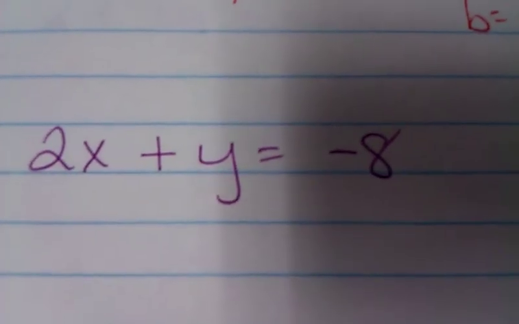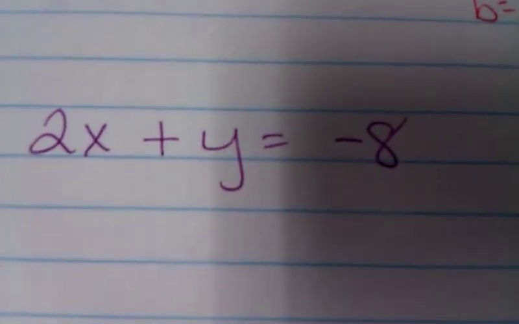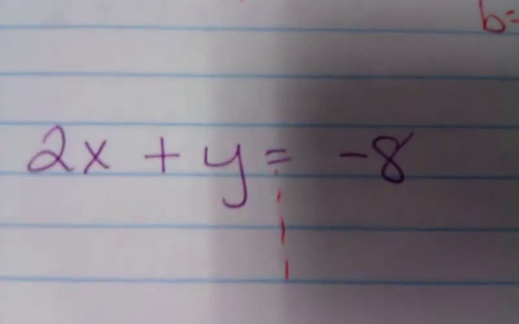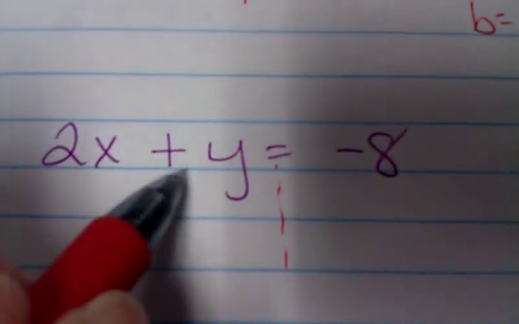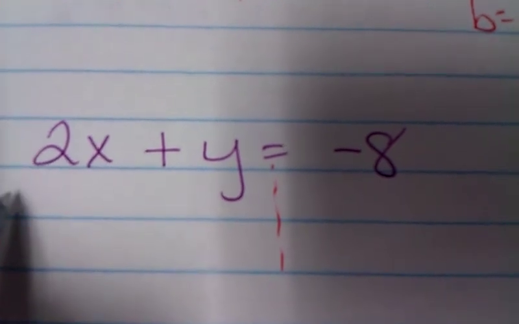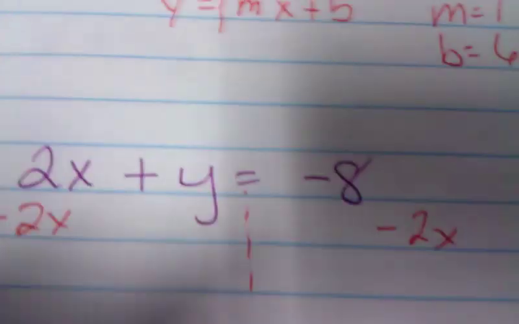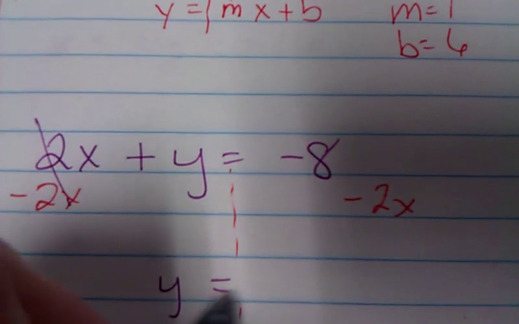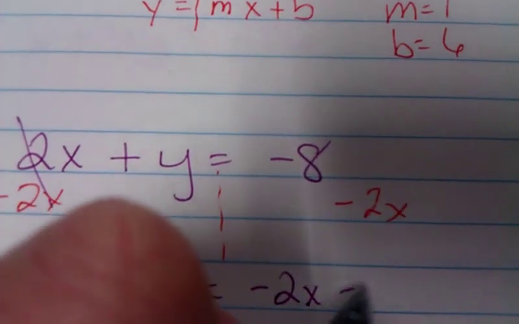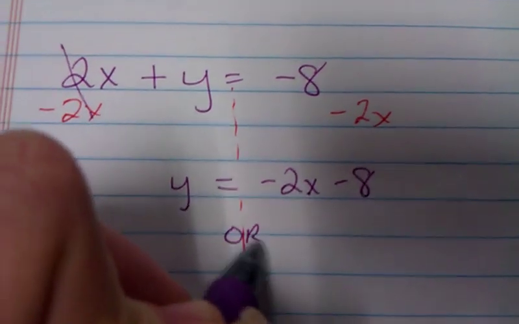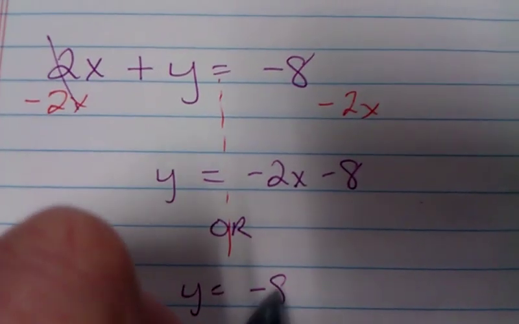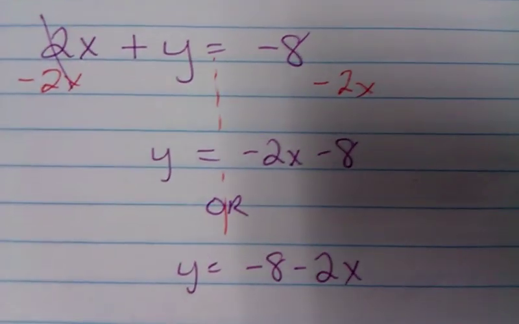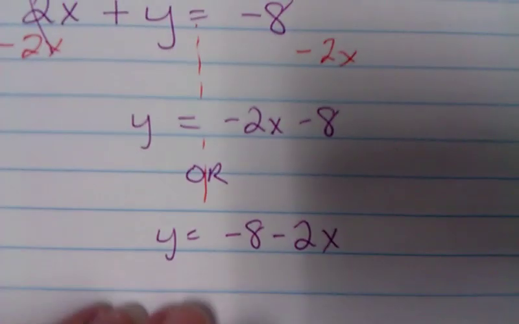There's the next one. If you want to pause and solve for y, I will draw my dotted line here. I need to get y by itself, so I'm going to move the 2x and I'll subtract 2x from each side. Once I've done this, this makes 0. I get y equals negative 2x minus 8. I can also write it as y equals negative 8 minus 2x. Either way is correct, depending on how you would like to write it.